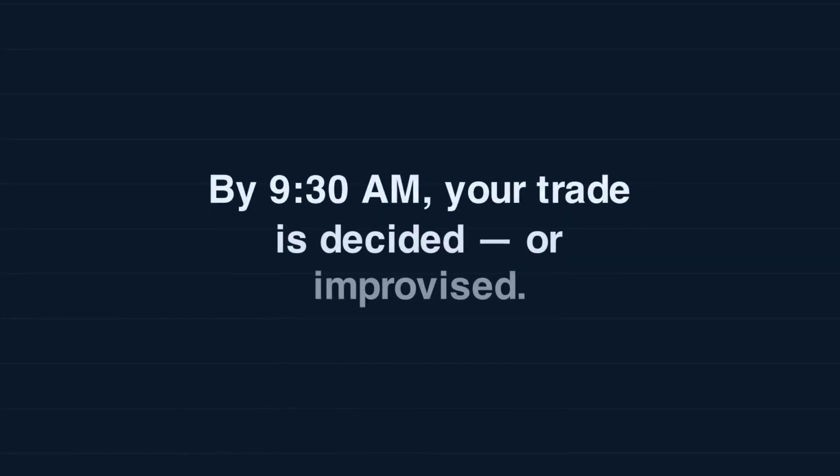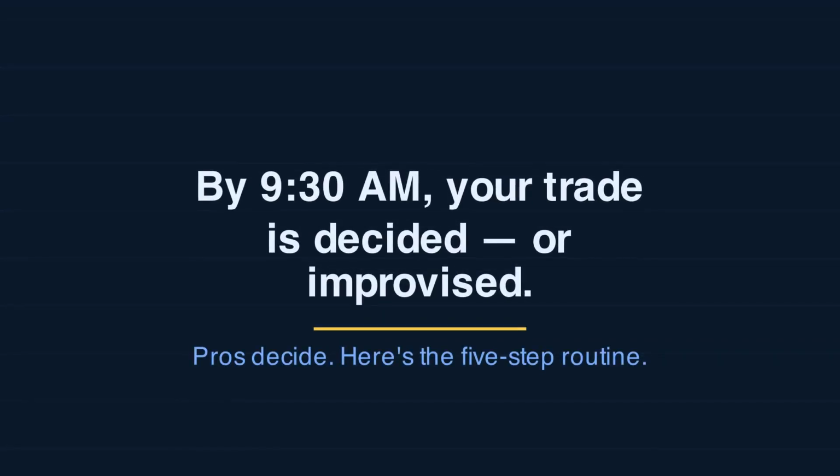By 9:30 a.m., your trade is either decided or improvised. The difference between consistent traders and gamblers is what they do between 7 and 9 in the morning. Today, the 5-step pre-market routine of a disciplined swing trader: gap scan, sector strength check, watch list review, key level marking, and the no trade filter that saves you from yourself when the market is wrong for your setup.